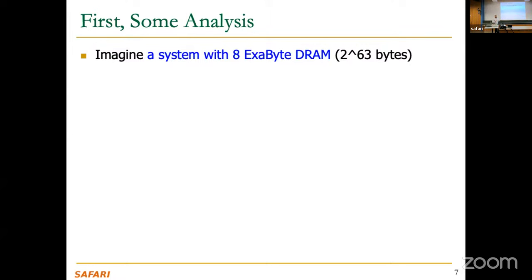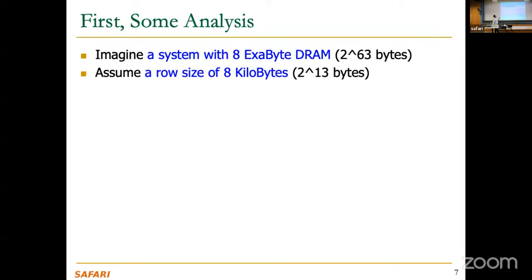Let's say we want to have very high capacity in our DRAM chips in here, like 8 exabytes. I'm just throwing some numbers here, but this slide will not make the calculation. So I will ask you to do that as an exercise by yourself. So assume that we have a row size of 8 kilobytes. So how many rows do we have here? It's basically the ratio of this number to this number, right? So 2 to the 50.